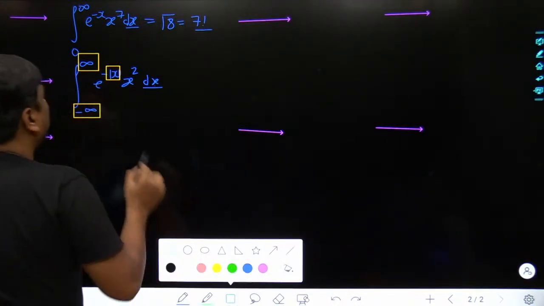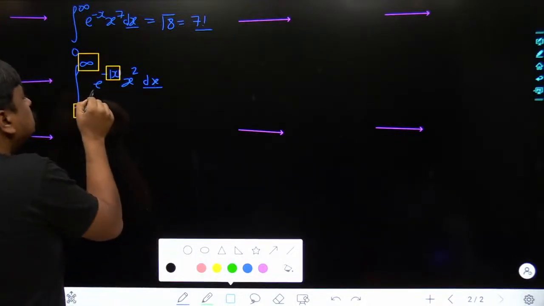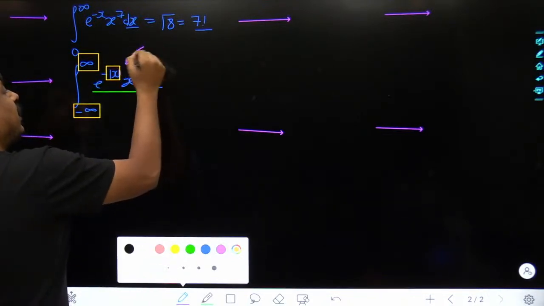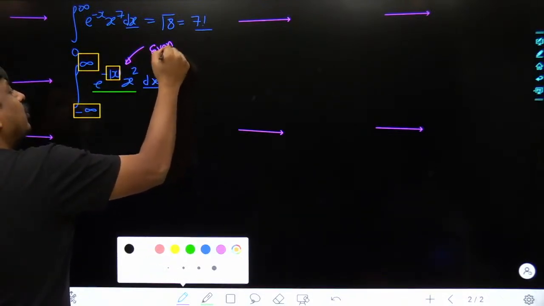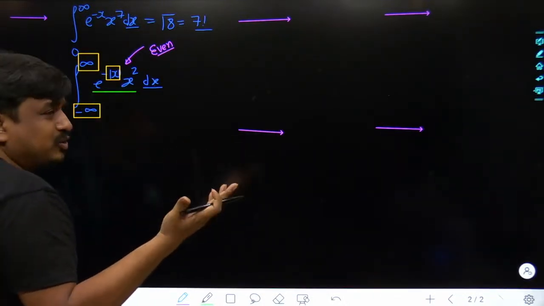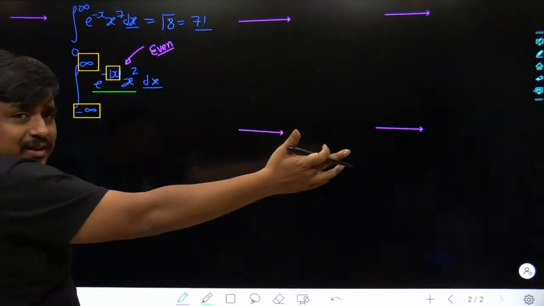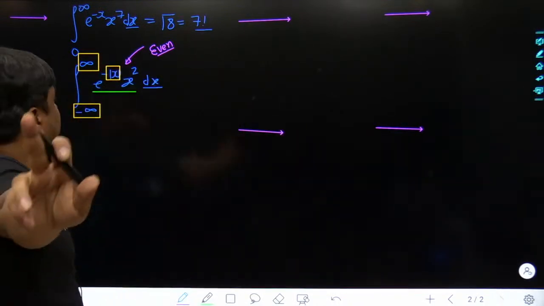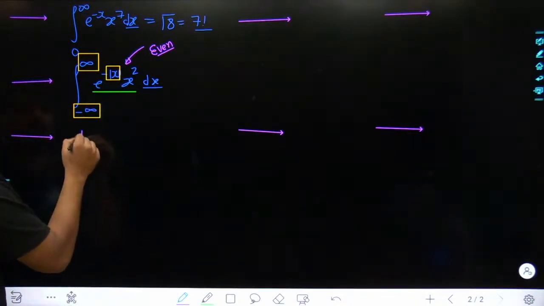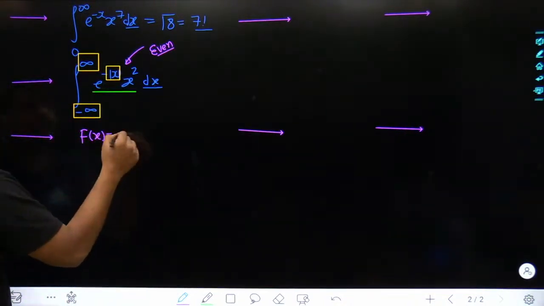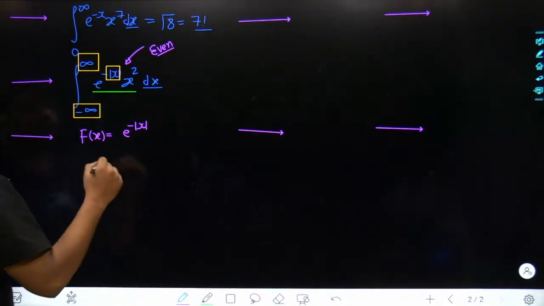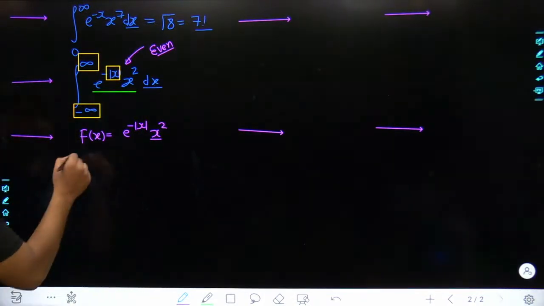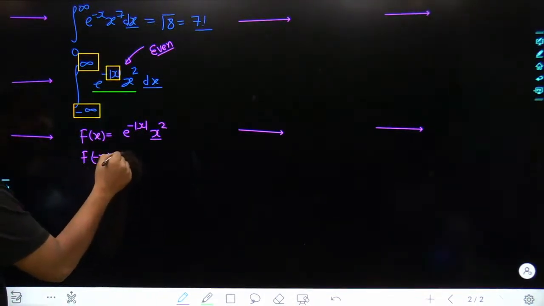Once you focus on this function, it is an even function. How do I know about it? Either you can visualize it graphically, towards left hand side and right hand side, the curve would have a replica taking the y-axis as reference. That's the first thing. Secondly, just focus on the function itself. It is written as e to the power of minus mod of x, multiplied by x square. But once you feed x as minus x, what happens?